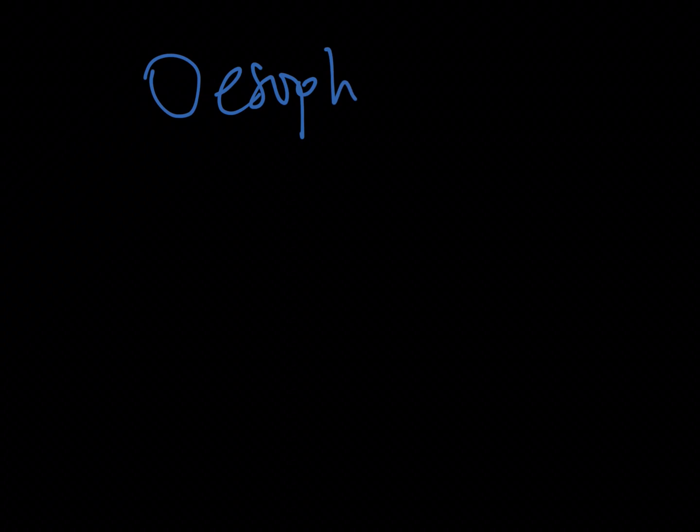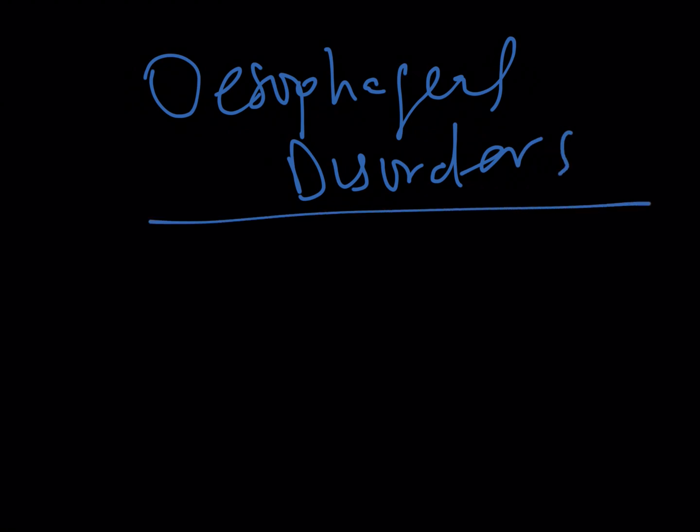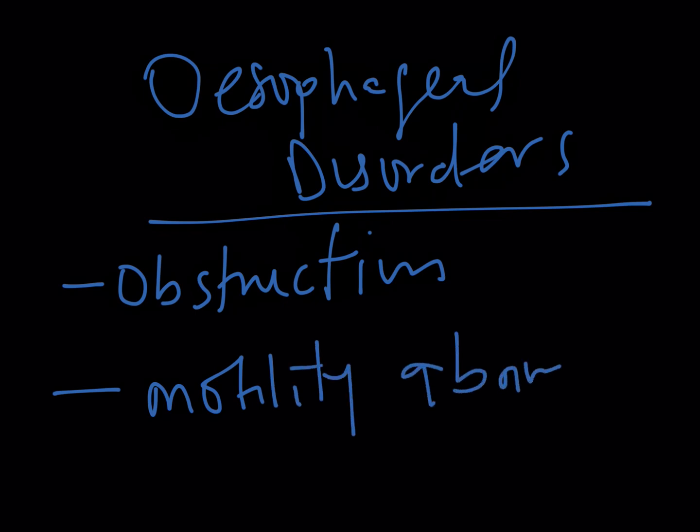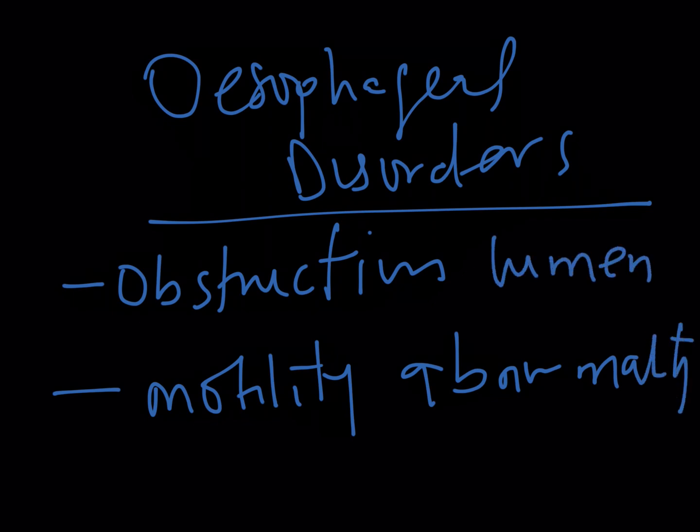Okay, now let's move to esophageal disorders. In this part, the common problem is either we have obstruction of the lumen, or there is abnormality in motility, or obstruction of the lumen. So these are the two problems that happen in the esophageal disorders.